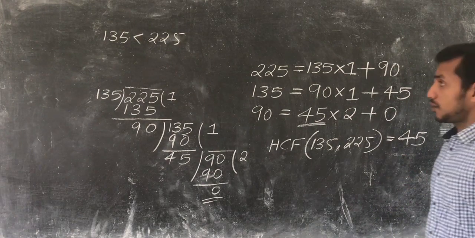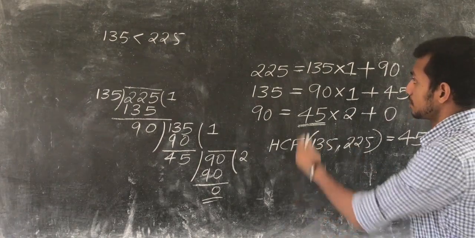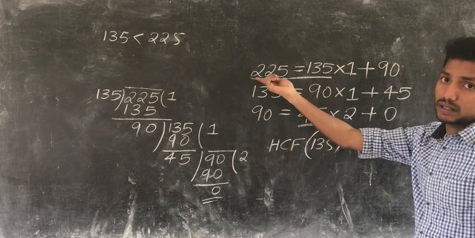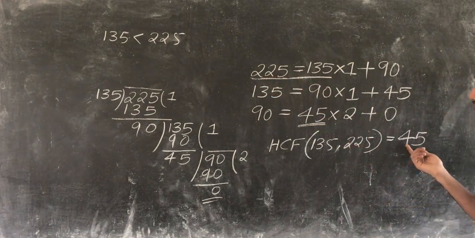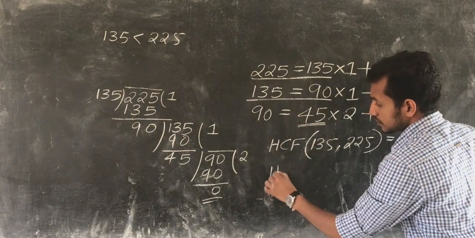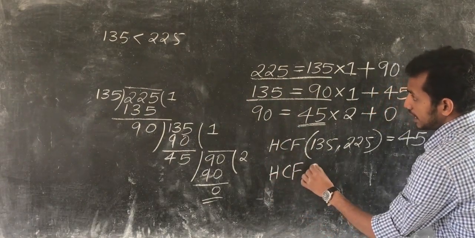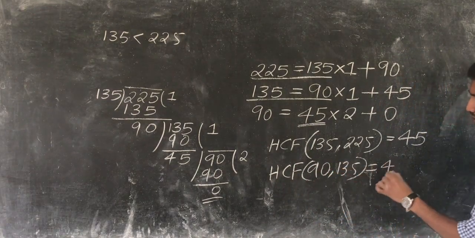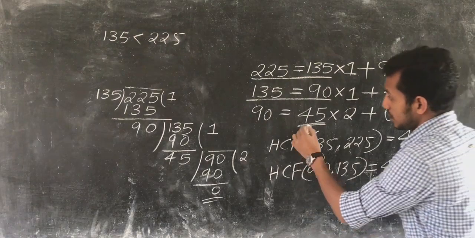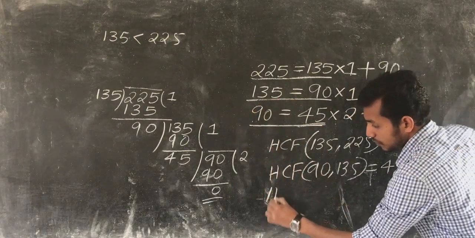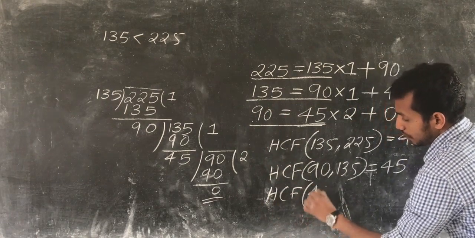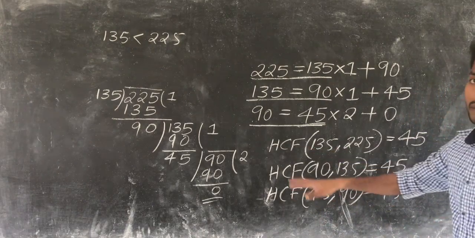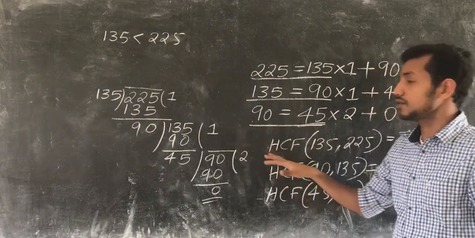Okay. And one more thing we will get from these steps. We find HCF of 135 and 225 as 45. Similarly, HCF of 90 and 135 is also 45, as well as HCF of 45 and 90 is also 45. This concept also you need to remember to solve some other kind of problems.